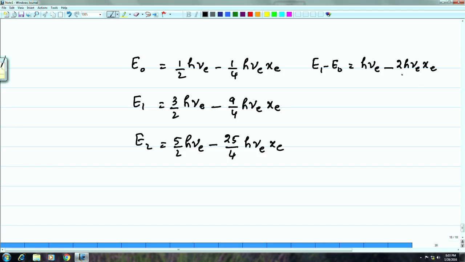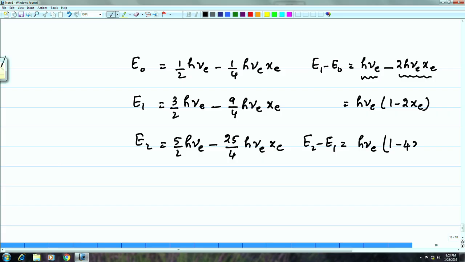x_e is a very small number, therefore, this is an extremely small number compared to h nu_e. Essentially, you can write this as h nu_e times (1 minus 2 x_e), x_e being very small, this is close to h nu_e. But what about E2 minus E1? If you look at that, that is again h nu_e, but the difference is 25 by 4 minus 9 by 4. Therefore, you get 1 minus 4 x_e. The difference is 16 by 4.